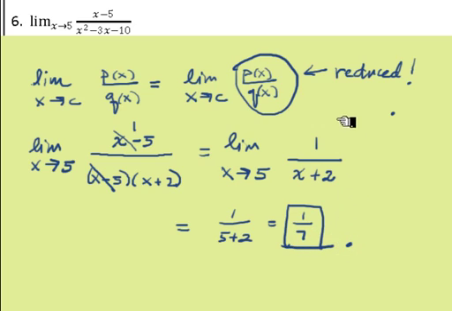All right, so just to summarize, if c, let's say, is a 0 of the denominator, try reducing first. Okay, that's basically what we're doing.